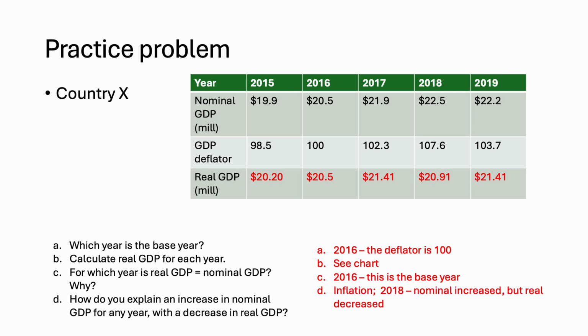How do we explain that? We explain it that the reason why the real GDP did not increase as did nominal GDP is due to inflation that took place in the year between 2017 and 2018.